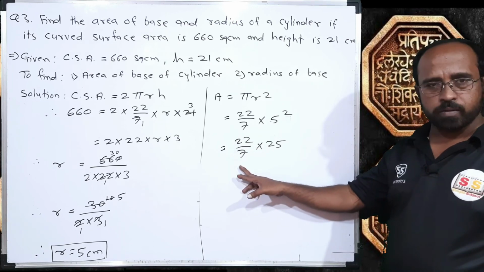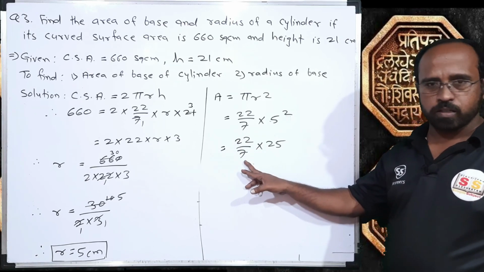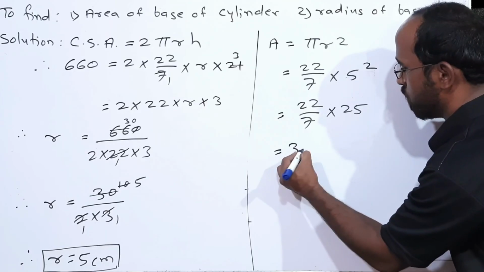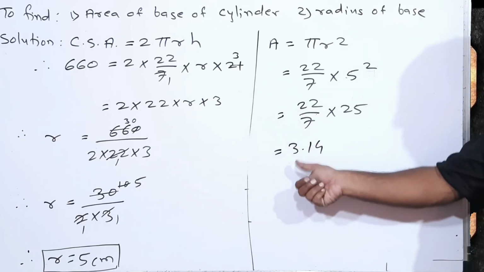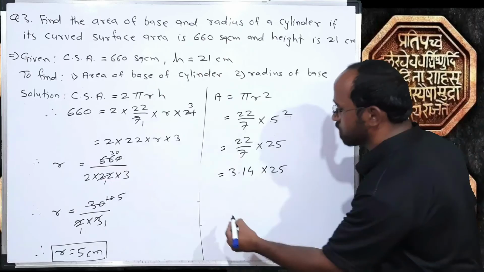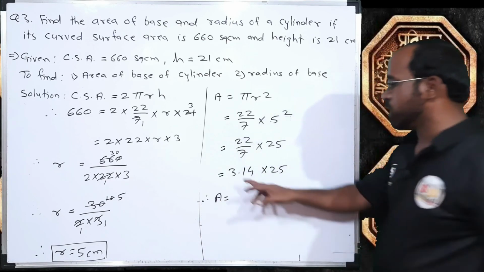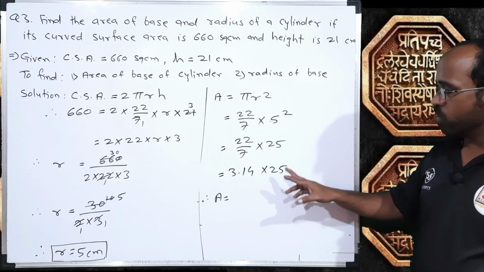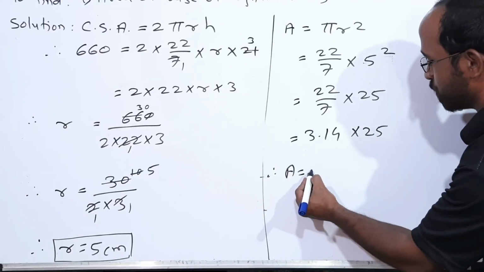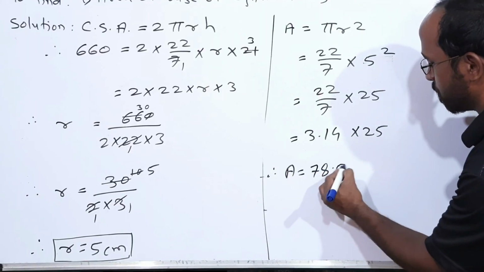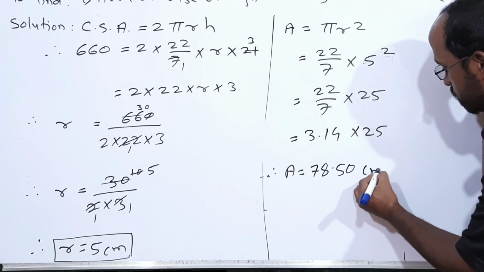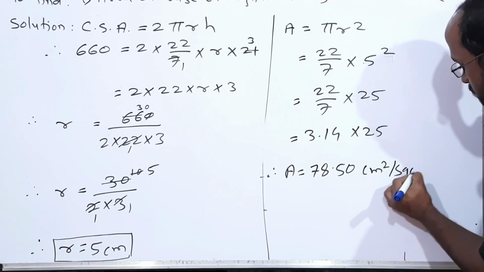In 22 upon 7, 25 is not divisible by 7. But 22, if we divide it by 7, automatically it will be equals to 3.14. That's why these two values of pi are same. So 3.14 multiplied by 25 is our final answer. Therefore area of base is equal to 3.14 multiplied by 25. We have solved the same in the previous example, question number 2. So area is equals to 78.50 or 78.5 square centimeter.